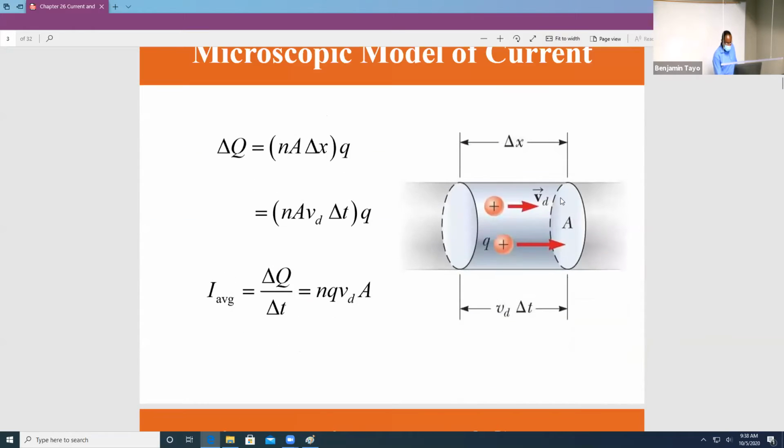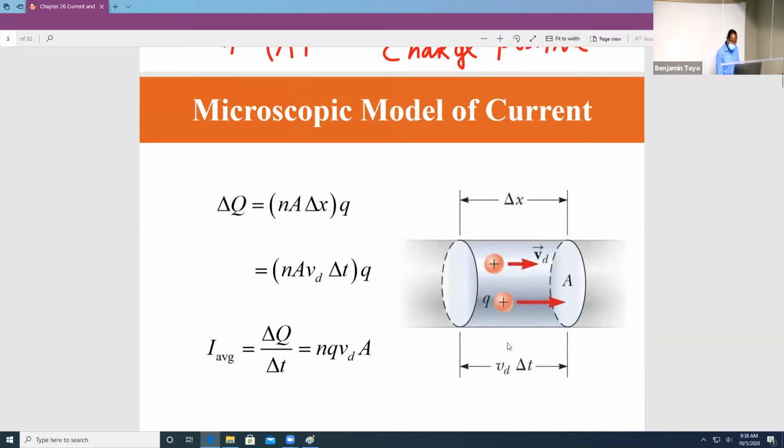Now we're going to derive a very simple equation here that can let us calculate the current. Again, we're going to use calculus. We're going to look at a wire that is cylindrical in cross section.